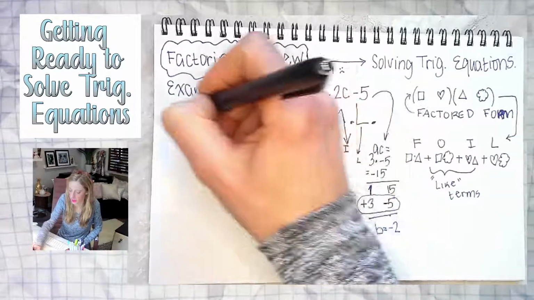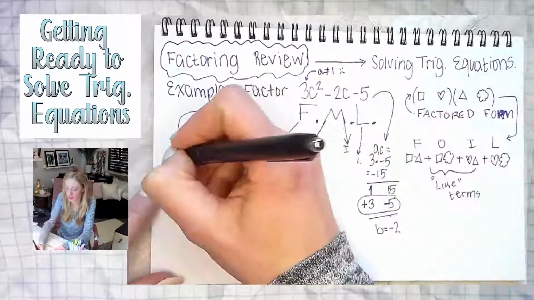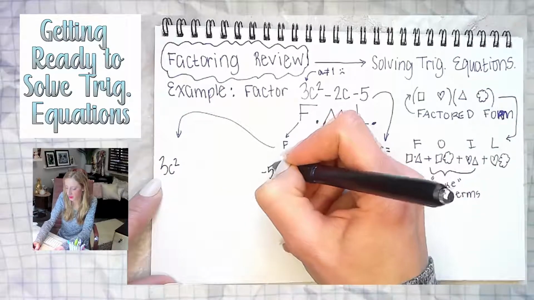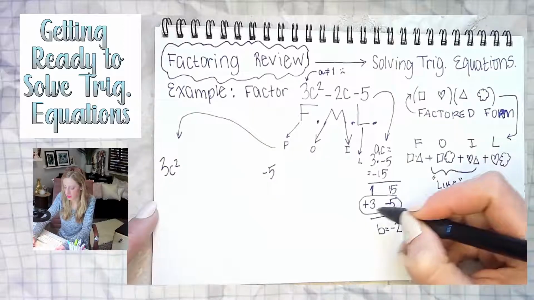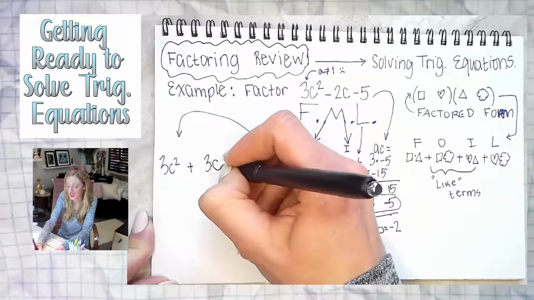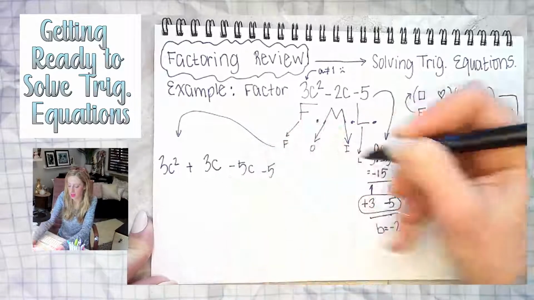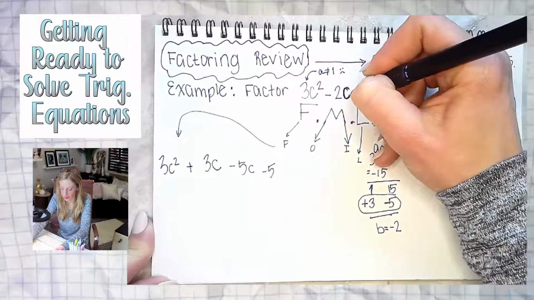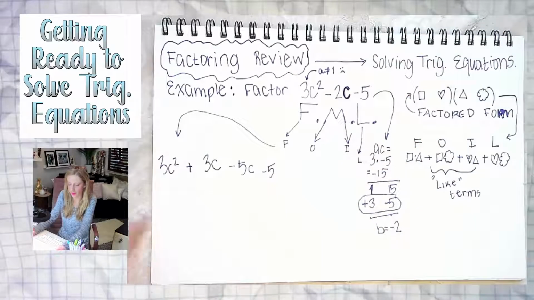Sorry, I'm all the way written here. I'm just going to move it over. So 3c squared stays, -5 stays. I'm going to use these. I always write it in the same order that this is in. So plus 3c and -5c. So these are the coefficients, and you use whatever variable is over here, and we can take it from there.